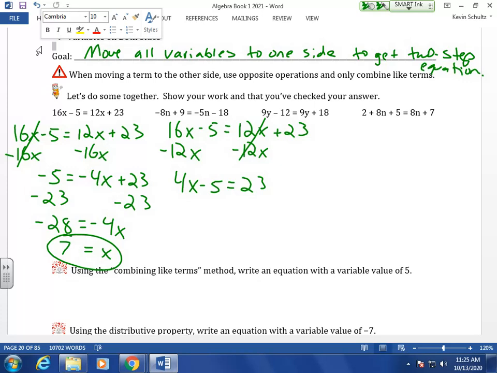Keeping the variable term positive, adding 5 to both sides, we get positive 4x equals positive 28, divided by 4, we still get positive 7. So it does not matter which side you move the x's or the n's or whatever your variables to, okay? You will get the same result, all right?